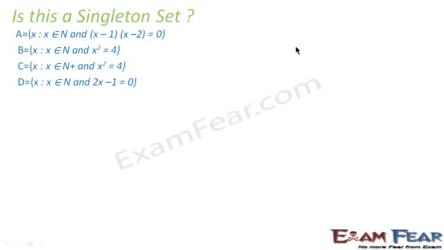So let us take some examples to clear our concept on singleton set. A is a set of natural numbers, where (x minus 1) into (x minus 2) is equal to 0. When you solve, you get x is equal to 1, 2, and x is a natural number. Both 1 and 2 satisfy this condition. So A is nothing but {1, 2}. A has two elements, so it is not a singleton. For a singleton, there should be only one element.